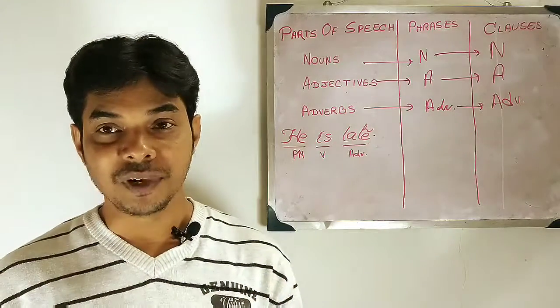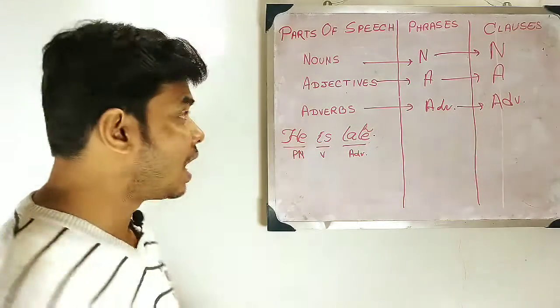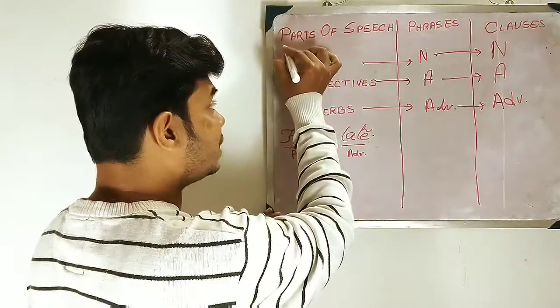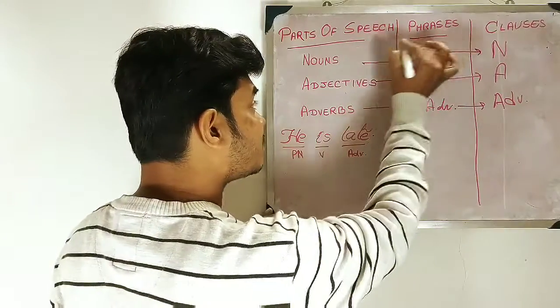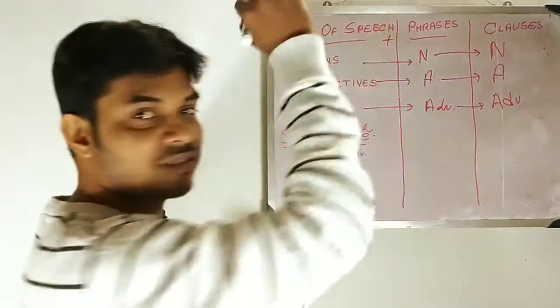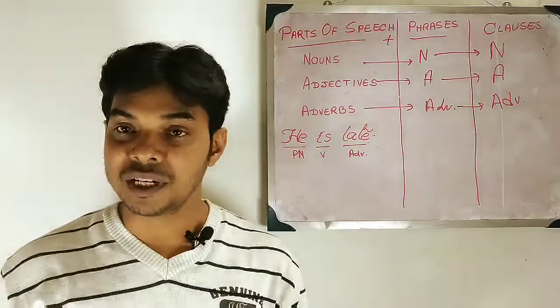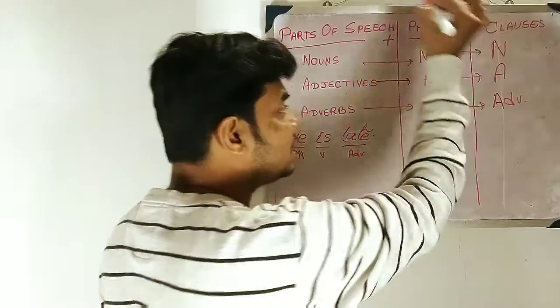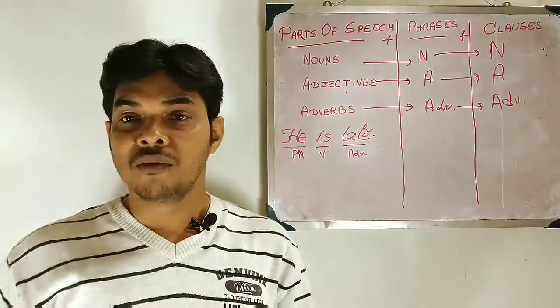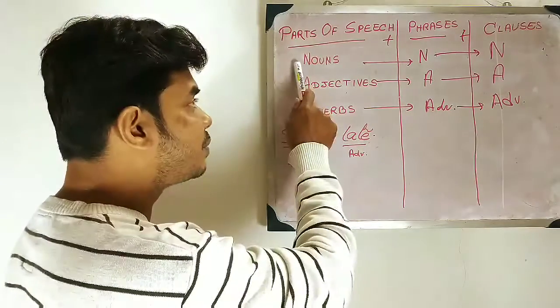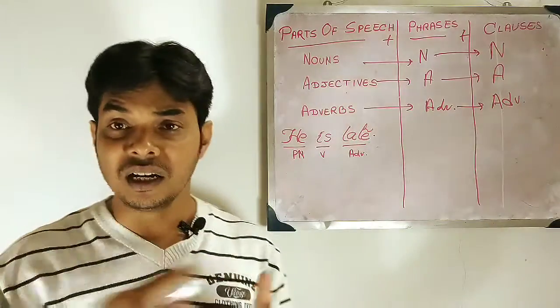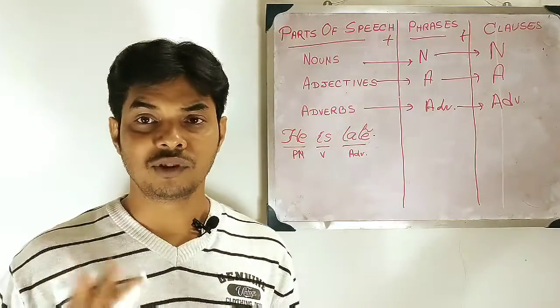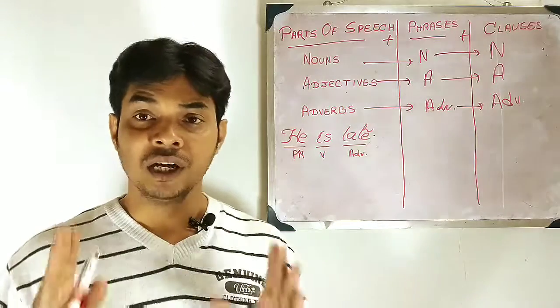Learn everything about noun, learn everything about adjective and everything about adverb, and only then shift to your learning of phrases. And when you complete your learning of phrases, in conjunction with parts of speech, you can shift to clauses. So this is a process which would continue from parts of speech to phrase and clause.